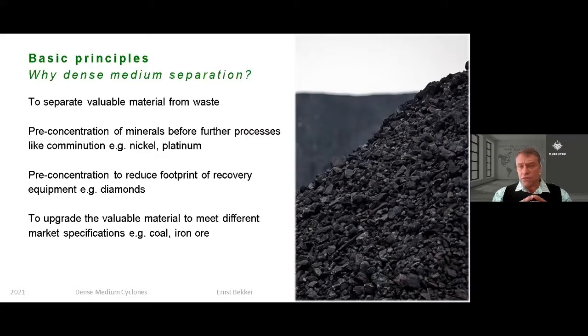Pre-concentration, where you want to reduce the footprint of a recovery section, like for diamonds, for example, because this recovery section operates at low tonnages because it needs to make very important decisions. It needs to recover the diamonds. So you reduce a big portion of the material coming in so that you don't overload that process. And then also to upgrade the valuable material to meet a specific quality, like in coal or in iron ore. By changing the density, you alter the quality depending on market requirements.